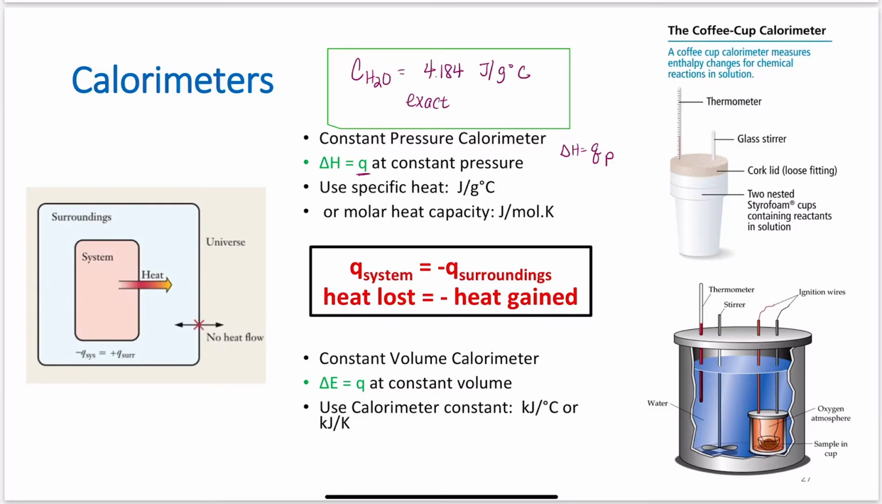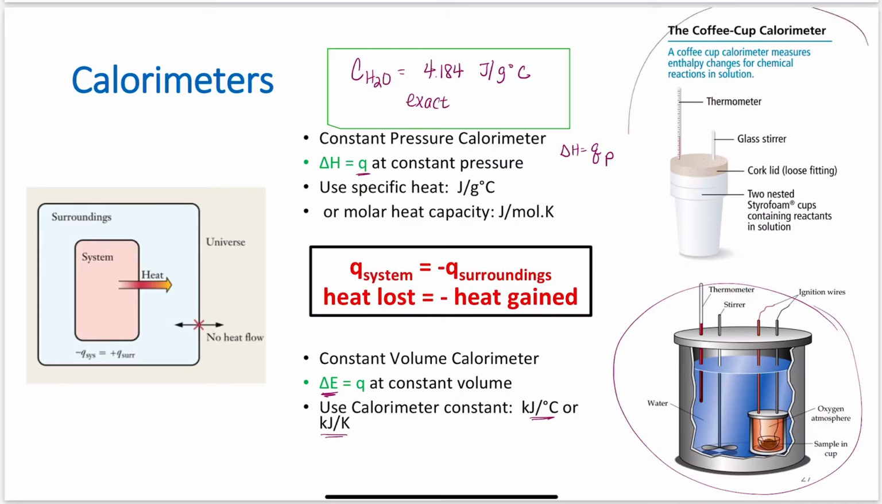We can also have a constant volume calorimeter, where delta E equals Q at constant volume. Notice, though, we use delta E here. It's not delta H. It's not under constant pressure conditions. We're under constant volume conditions. We're measuring change in energy. We use a calorimeter constant for these, so kilojoules per degree C or kilojoules per K, because we're heating up a sample in a calorimeter, and we need to take into account the amount of energy that's going to heat up the calorimeter itself. That's called our calorimeter constant.